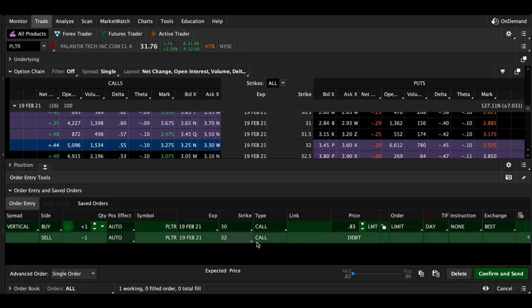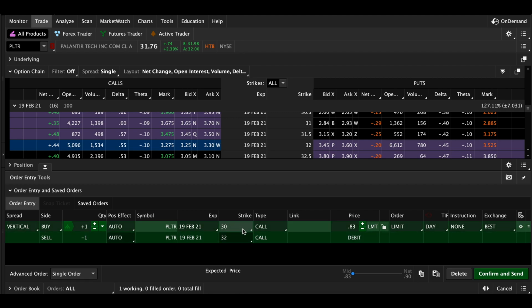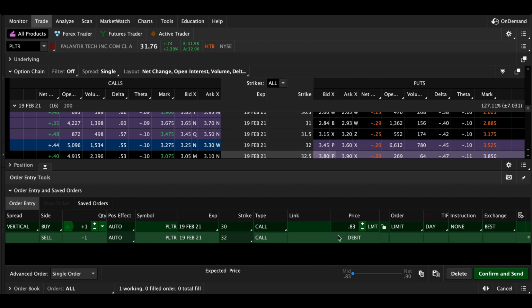The price of the spread can never be any greater than the width of the spread. So in order for you to make the maximum profit that you can on the trade, Palantir would have to be trading higher than $32 by expiration. That would mean that both of these contracts would be in the money at expiration and would be exercised.